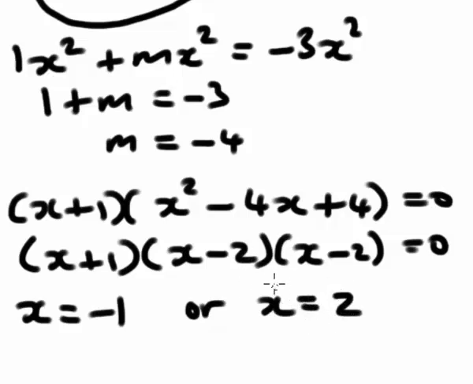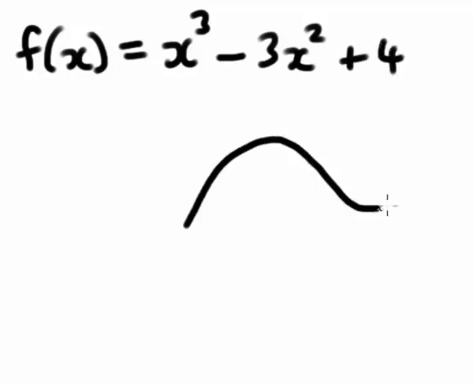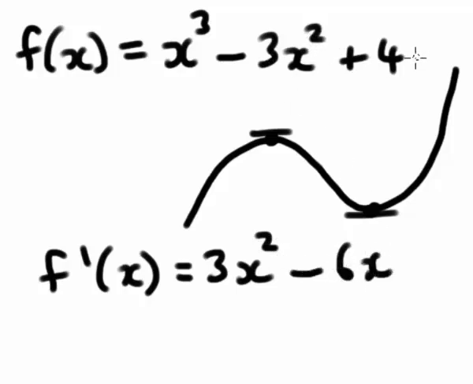Now, Matrix, I want to focus on the turning points of this cubic graph. It's x cubed minus 3x squared plus 4. And the graph we know, look, it does this. You're going to see when we draw it, it's going to look like this. There's a maximum there and a minimum there. The gradient is 0 there and the gradient is 0 there. So if we get the derivative of this graph, what is that going to be? Bring down the 3, subtract 1: 3x squared minus 6x plus 0. At a turning point, the derivative is 0.